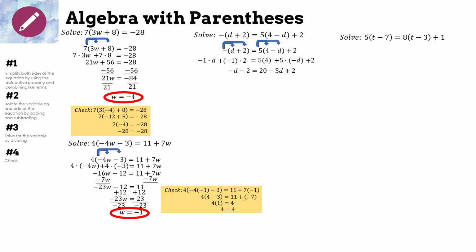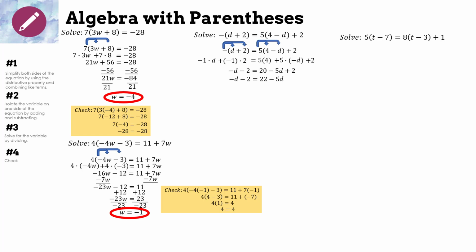We need to combine like terms. Well, on the left side of the equation, we have negative d minus 2, and those are not like terms. We can't put them together. But if we look at the right side of the equation, we have 20 minus 5d plus 2. 20 and 2 are like terms, so we're going to put them together. 20 plus 2 is 22. So we end up with negative d minus 2 equals 22 minus 5d.